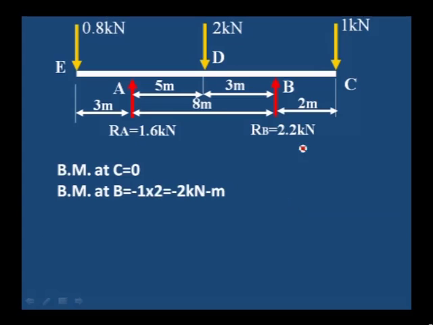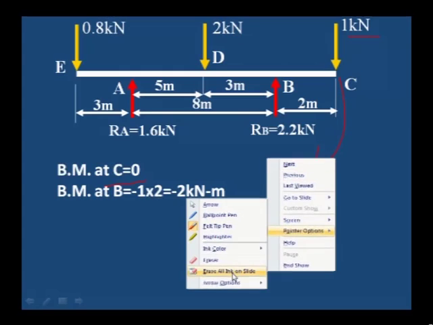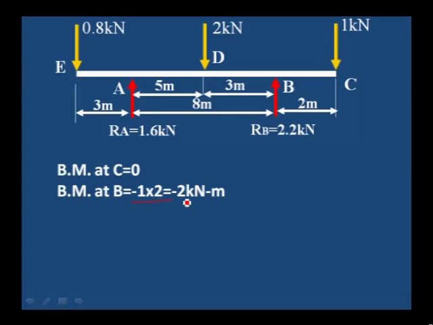Bending moment at C is 0. Bending moment at B, minus 1 kilonewton into 2, that is distance, 1 into 2, minus 2 kilonewton meter. Bending moment at D, load is 1 kilonewton acting at a distance of 3 plus 2, 5 meter, minus 1 into 5, and then RB is there, plus RB 2.2 into distance of 3 meter. This is the total moment about the D point.